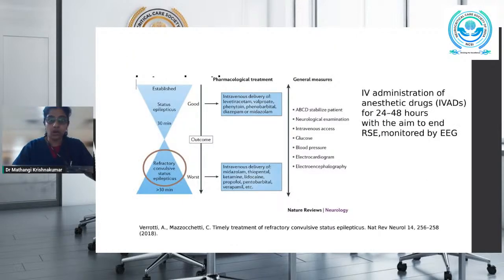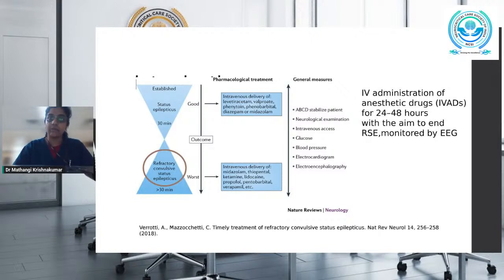When we talk about status epilepticus and the pharmacological measures, once any seizure is established into status epilepticus, beyond a point it goes into what is called refractory status epilepticus. Why is this clinically important? Even with the best possible therapy, as and when a patient progresses towards refractory status epilepticus, the outcomes remain very poor. The treatment for refractory status epilepticus is IV administration of anesthetic drugs. This study looked at IV administration for 24 to 48 hours with the aim to end RSE.